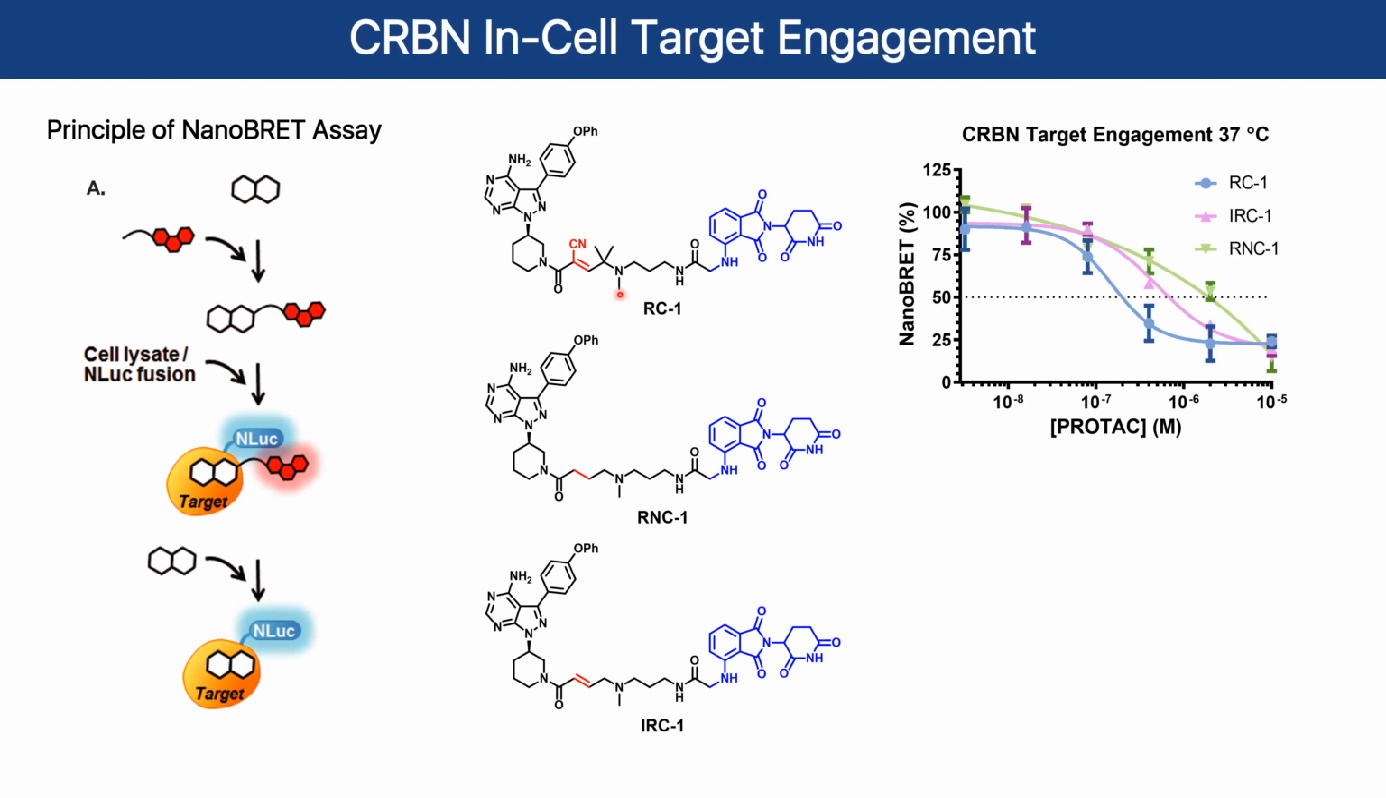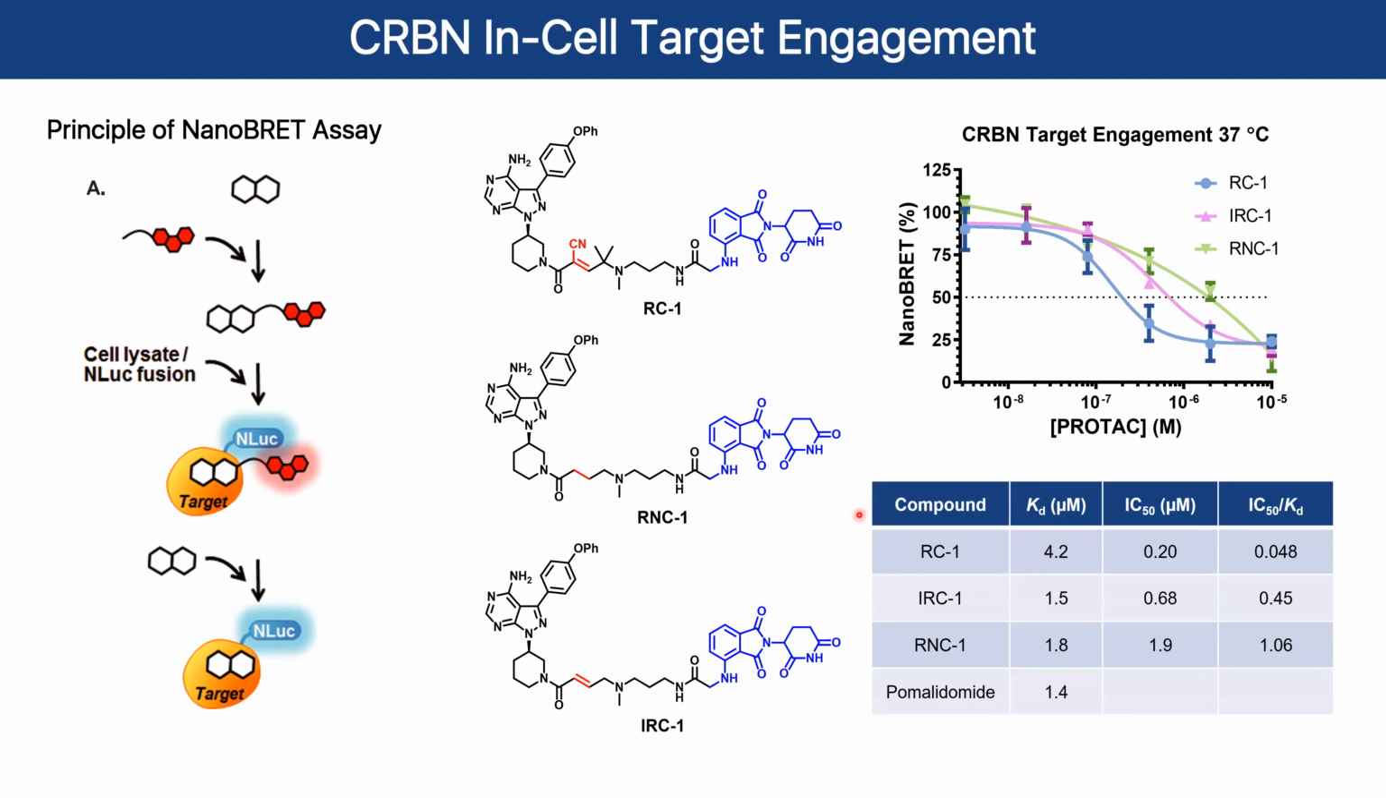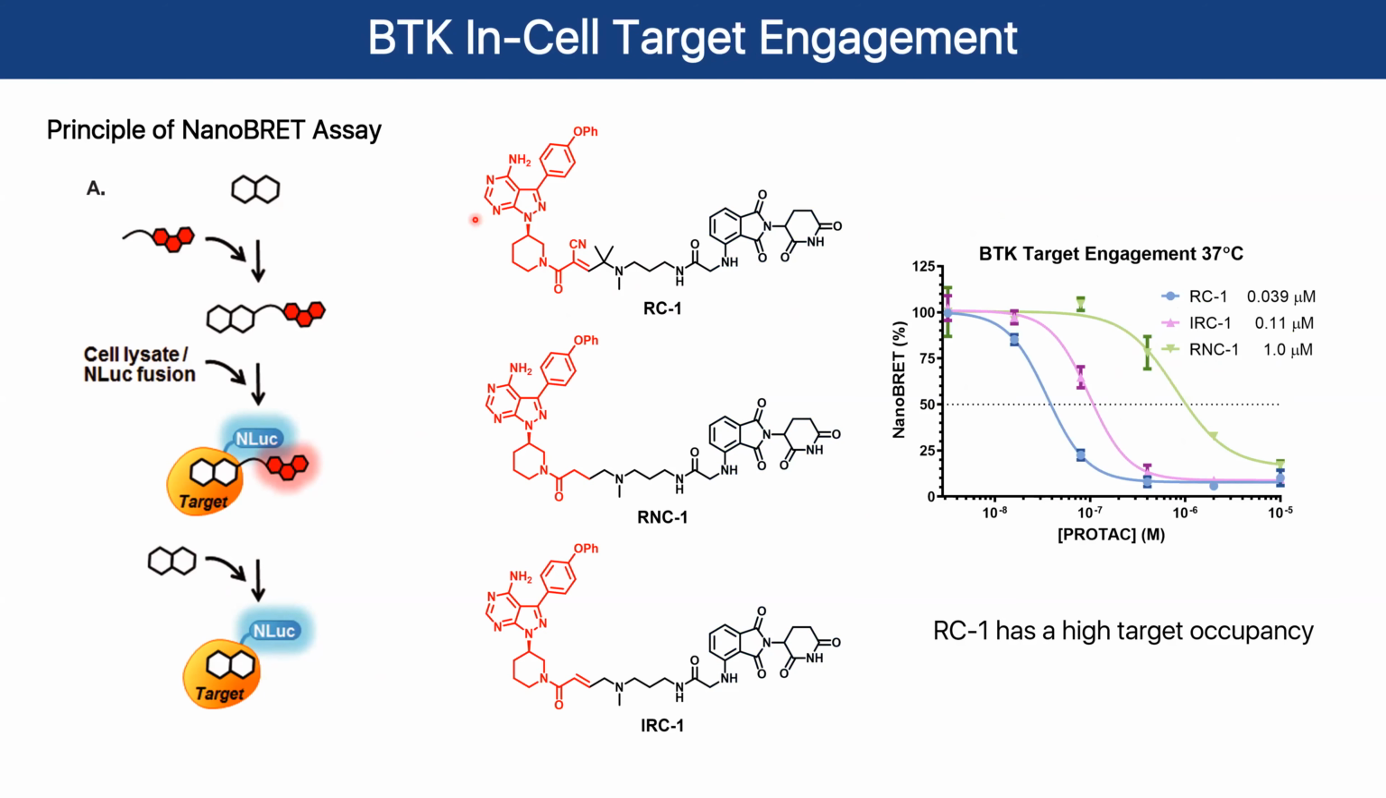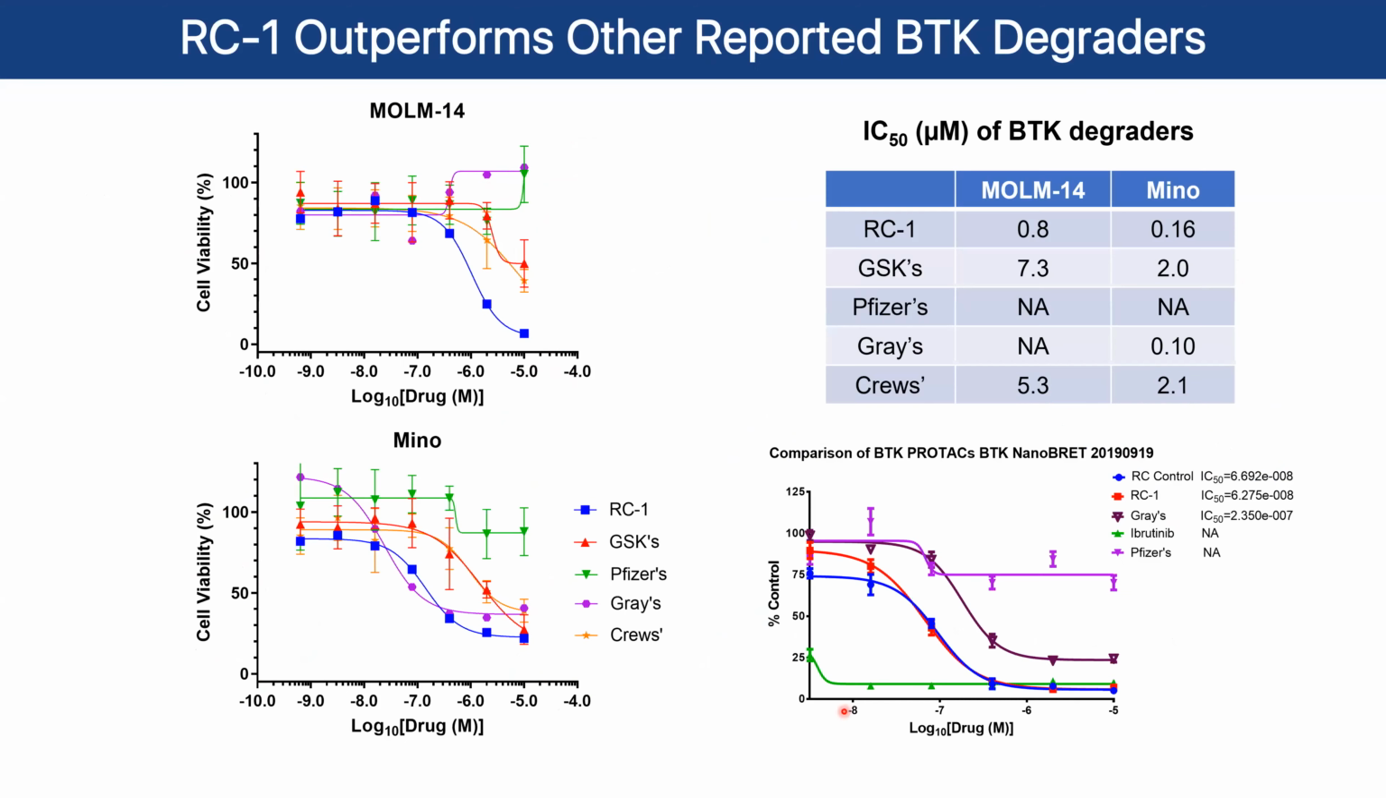We found the RC, reversible covalent PROTAC, gives you much higher target engagement at lower drug concentration. That means you have more drug in the cell. And we did this not only on the cereblon thalidomide side, we also did it on the BTK side. We saw the same conclusion. Basically, we have a much better target engagement for this reversible covalent inhibitor compared to the reversible non-covalent and irreversible.